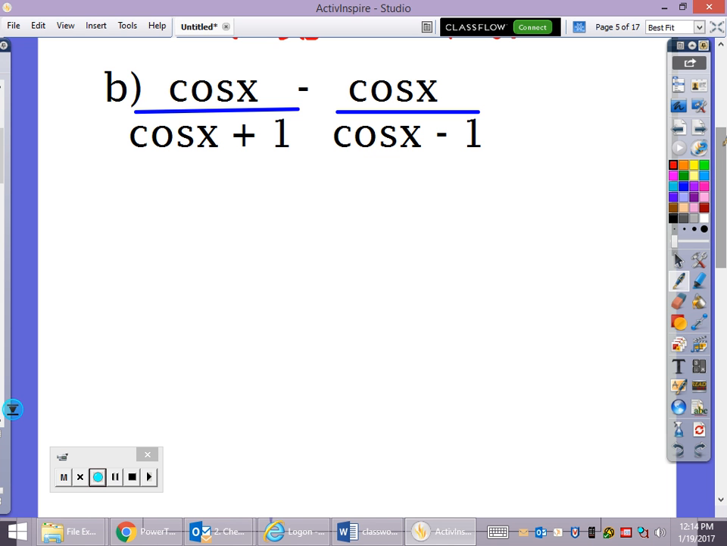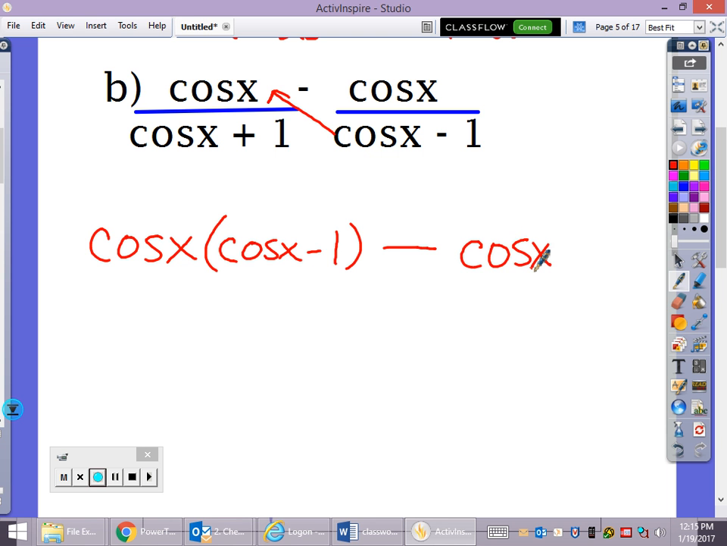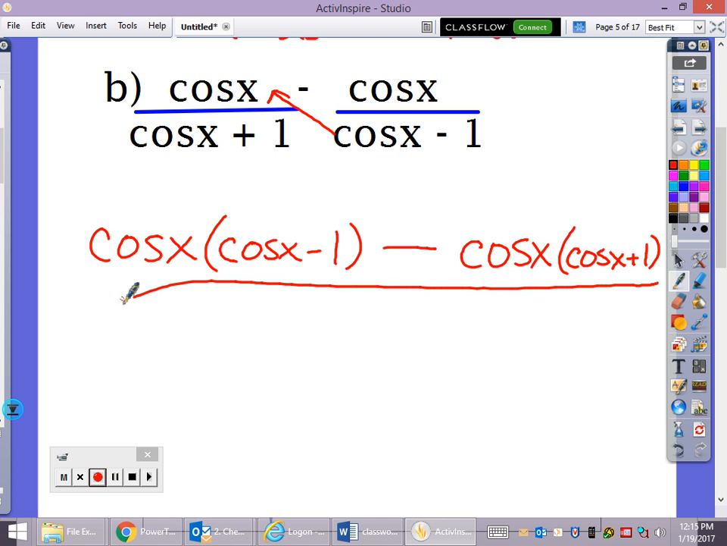Okay, so I need a common denominator. Somebody walk me through. I like the way you said that. Cosine x, this one is missing cosine x minus 1. And the other cosine x is missing cosine x plus 1. And when I combine my denominators, I'm going to multiply. So cosine x plus 1, cosine x minus 1. All right.